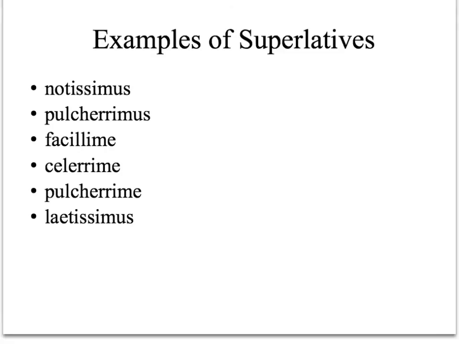Here are some examples of superlative adjectives and adverbs. Let's see, notissimus, we recognize it because it has the issi. So this could be very famous or the most famous. Pulcherrimus, there's the double R again, very beautiful or most beautiful. Facillime, this is an adverb, but notice it's still got the double L. So most easily or very easily.